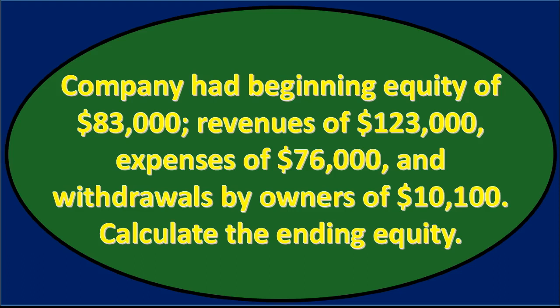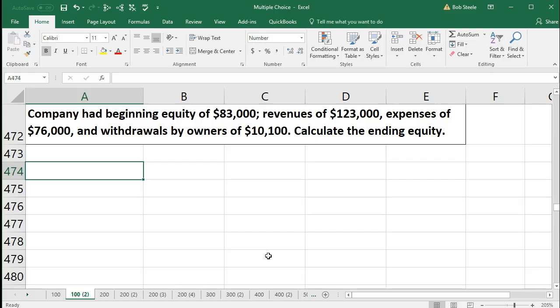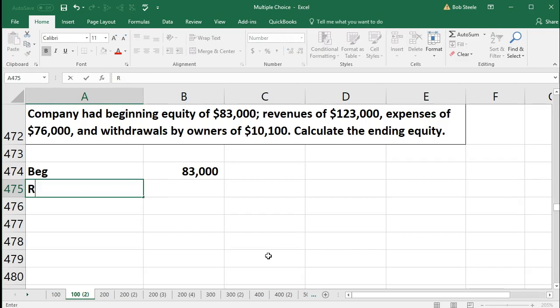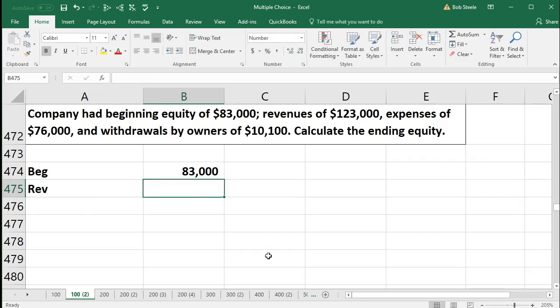Calculate the ending equity. We will start here with beginning equity, and we had beginning equity of $83,000. Revenue is going to increase equity. Remember that net income increases equity. Net income calculated as revenue minus expenses. Therefore, revenue increases net income and increases equity. Then we have expenses, which would decrease equity.